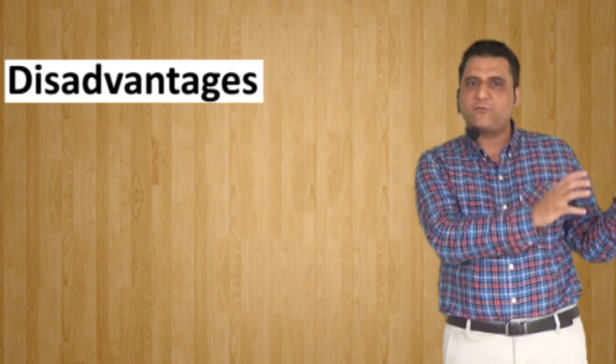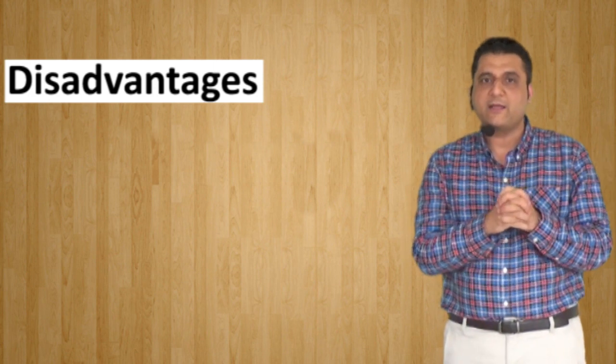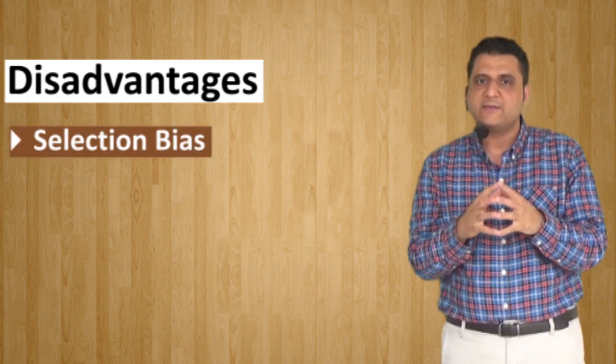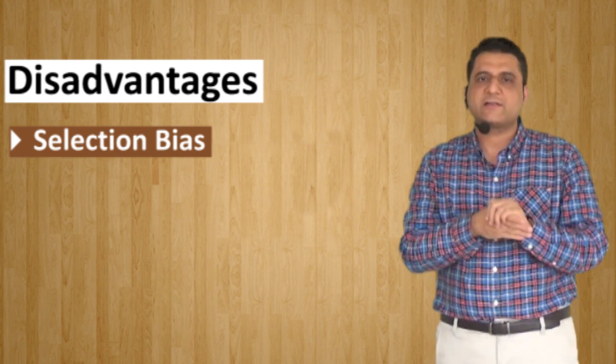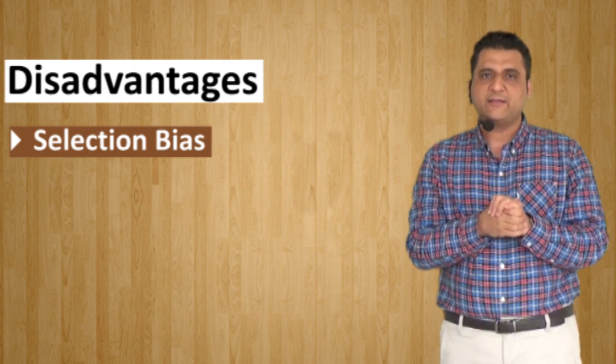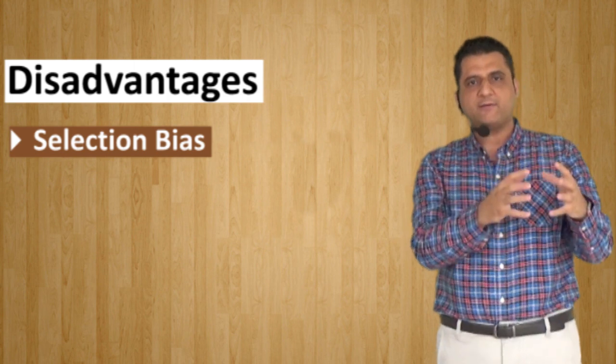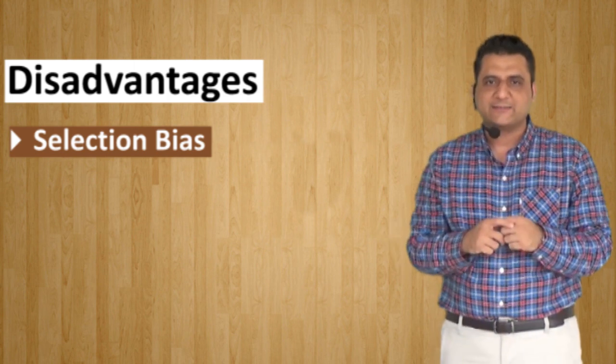As far as the key problem which most researchers face, it is the selection of the control group in a case control study design. Most case control study designs get biased because of the poor selection of the control group in the study. And this type of bias or this type of error is known as selection bias.